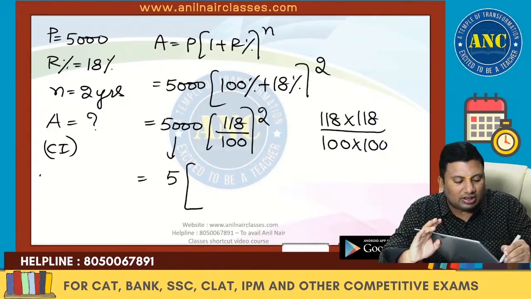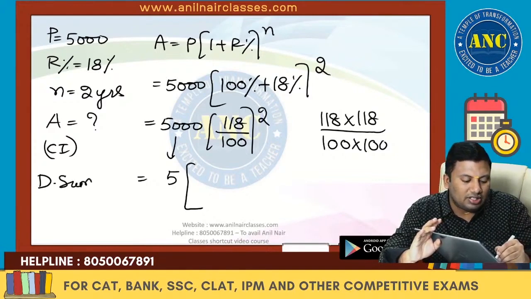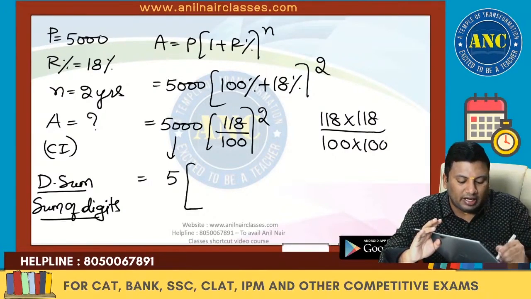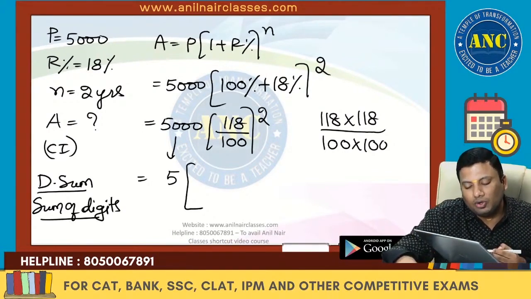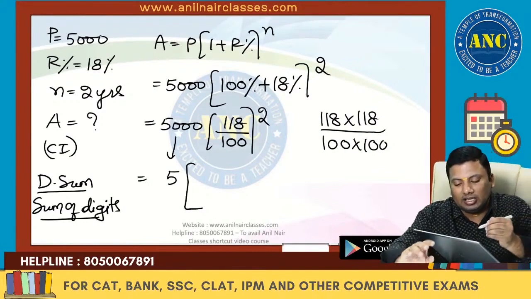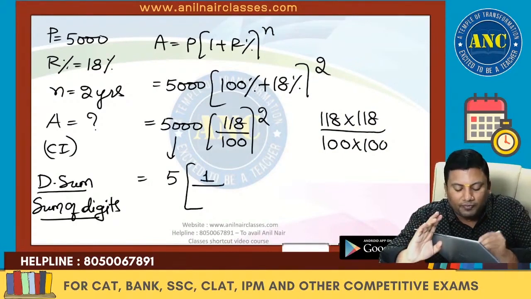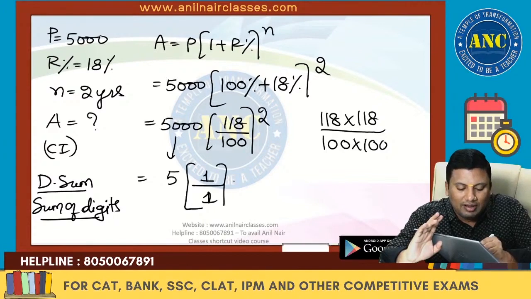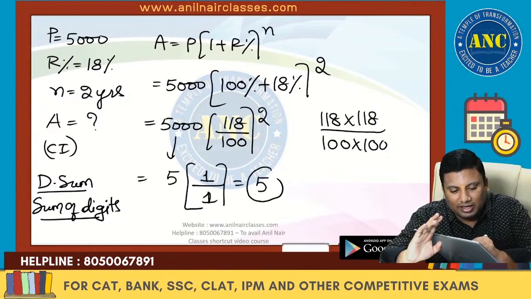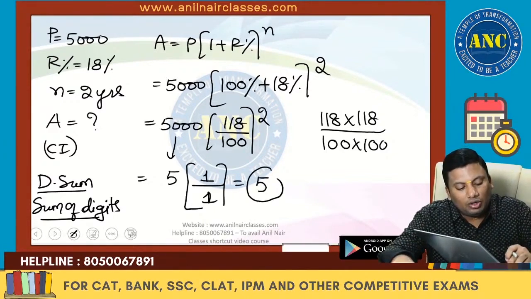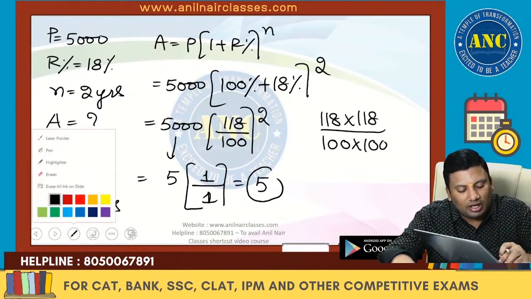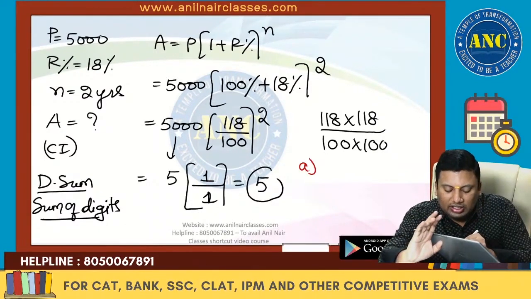Digital sum is nothing but the sum of the digits until a single digit is obtained. 118. 1 plus 1, 2. 2 plus 8, 10. 10 is nothing but 1. 1 square, 1. 100 digital sum is 1. 5 ones are 5. Out of the 4 options, which one is giving you answer? Digital sum 5.